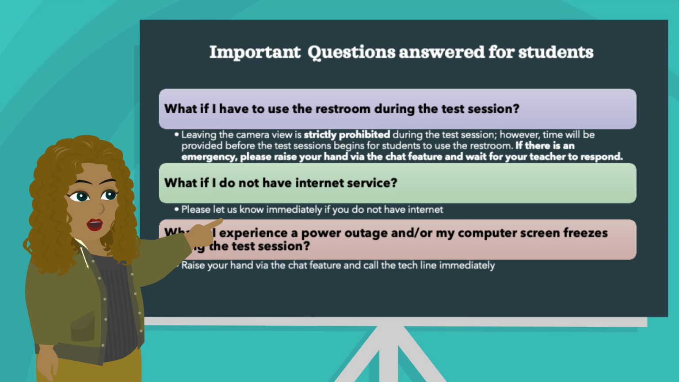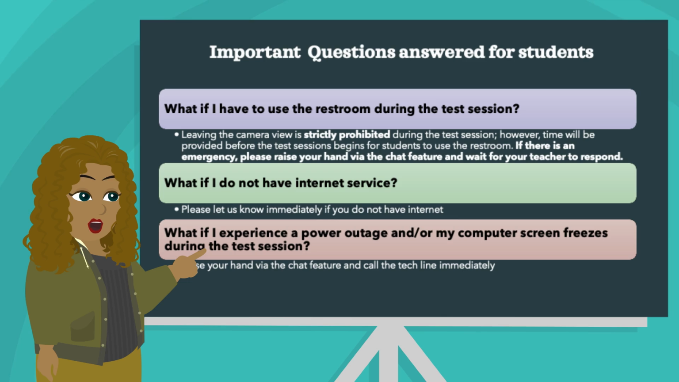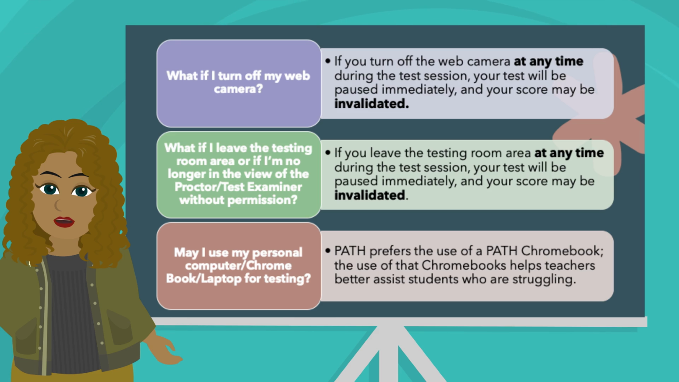What if I do not have internet? You need to make sure that your parent or you let us know immediately if there's an internet issue. What if I have a power outage or my screen freezes? Raise your hand if you're able and call the tech line immediately. What if I turn my camera off or leave the testing area without permission? If you turn off your camera at any time during the test session, or if you leave the testing room at any time, your test will be paused immediately and your score may be invalidated.